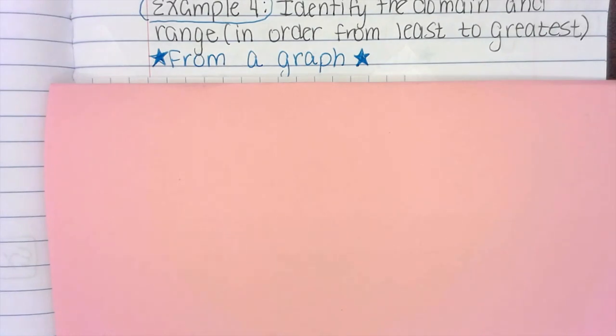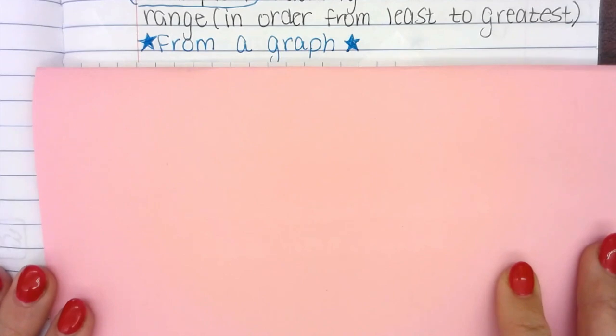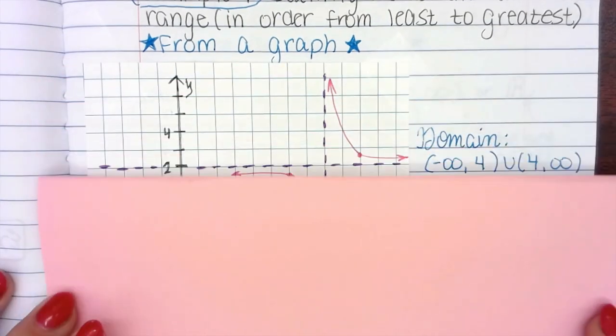Here in example 4, we were dealing with finding domain and range from a graph. So in class, we had an example that looked quite different than things you've graphed in Algebra 1, and it looked something like this.